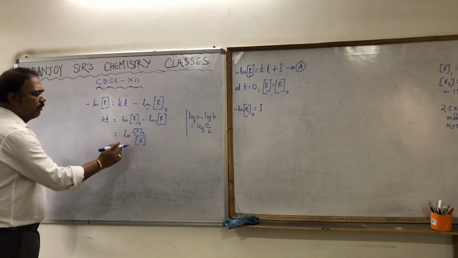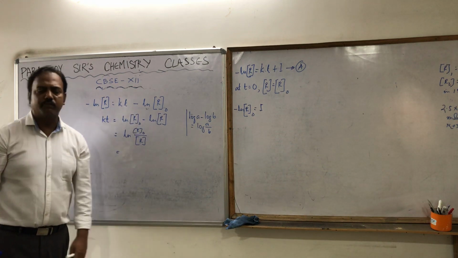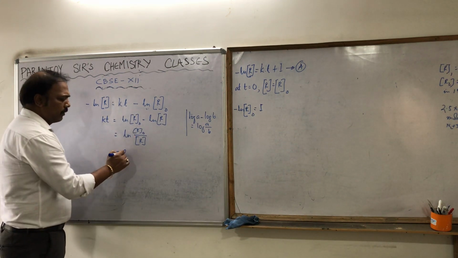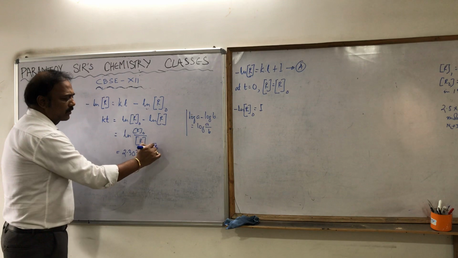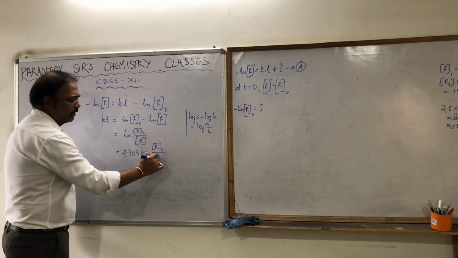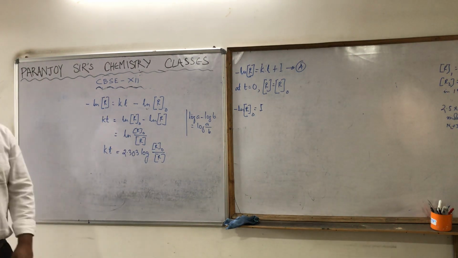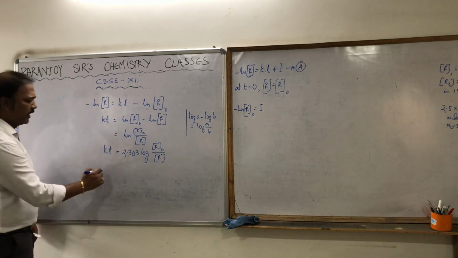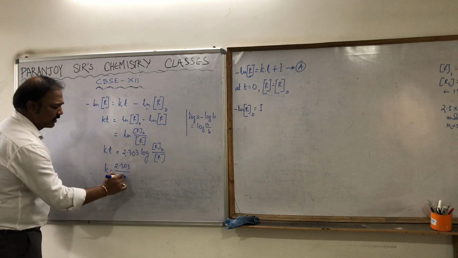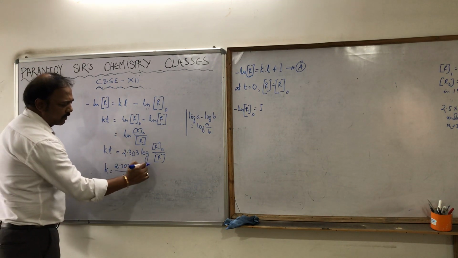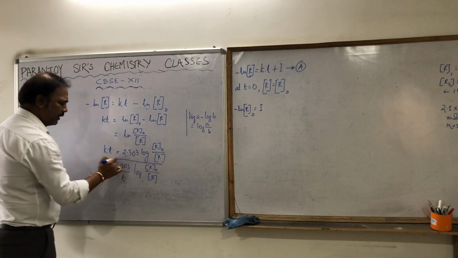So equal to, now if I convert ln into the arithmetical logarithm, we know this also, that has to be multiplied by 2.303. So it will be 2.303 log of concentration R0 by concentration R, that is kt. Our intention was to find out the expression for k. So k is equal to what? So k is equal to 2.303 divided by t, this t is coming this side, log of concentration R0 divided by concentration R.